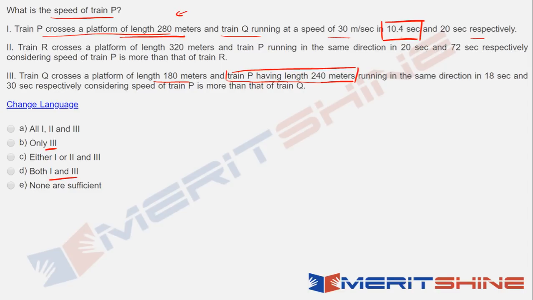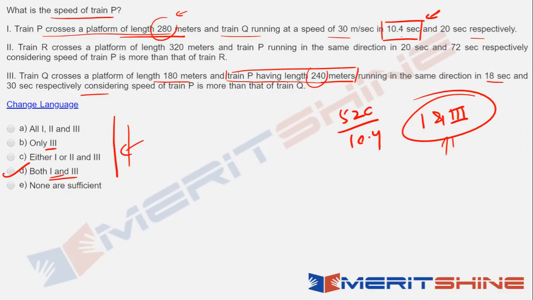It means that 280 plus 240, which is 520 meters, is covered by this train in 10.4 seconds. So if you do this, you get the speed of this train. Statement 3 in itself is not sufficient. 1 and 3 should exist in the answer options here.